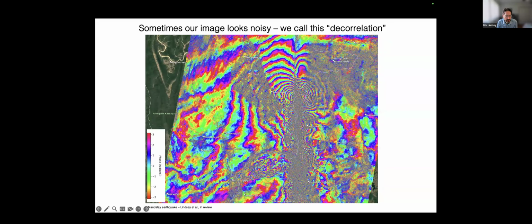Here's another case recently. This is an interferogram from the Mandalay earthquake in Myanmar that just happened in March. You can see the fringes pretty clearly in some parts, but near the fault and also in these other areas, you just get a lot of noise, right? You see all this kind of crazy fuzzy scatter. We call that decorrelation.